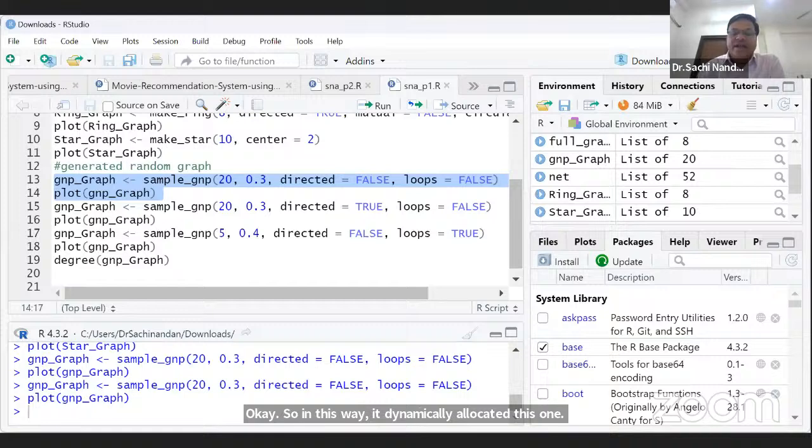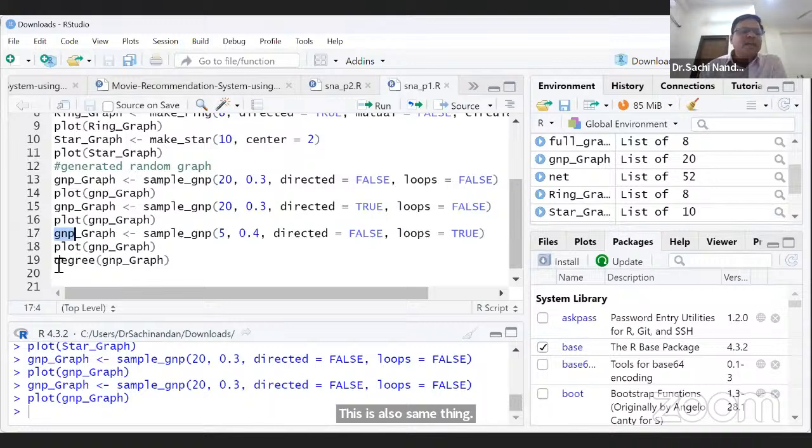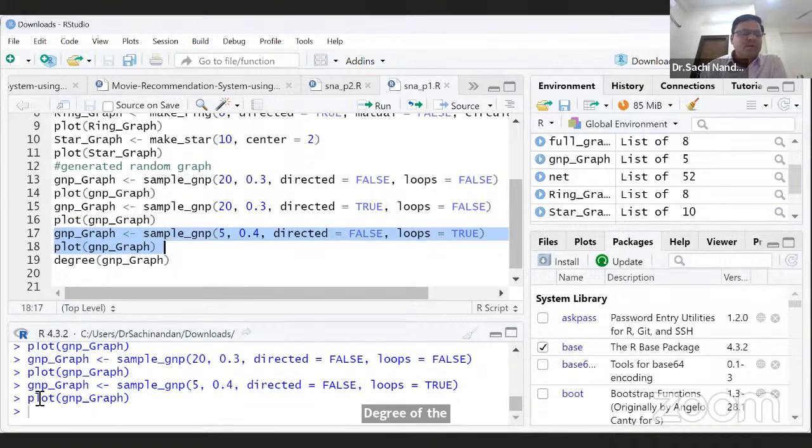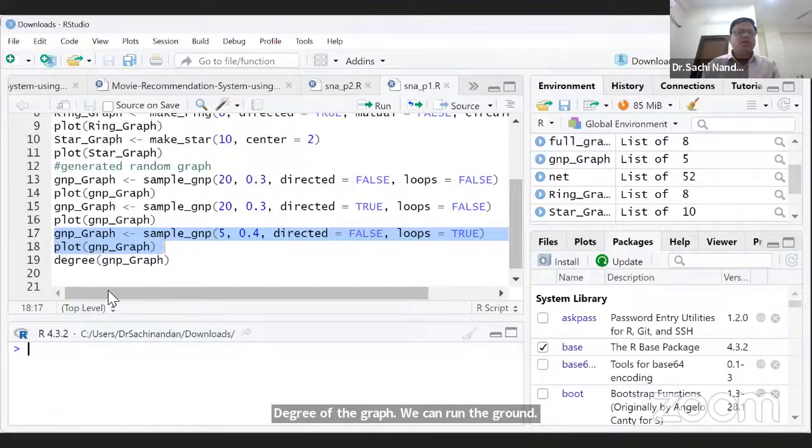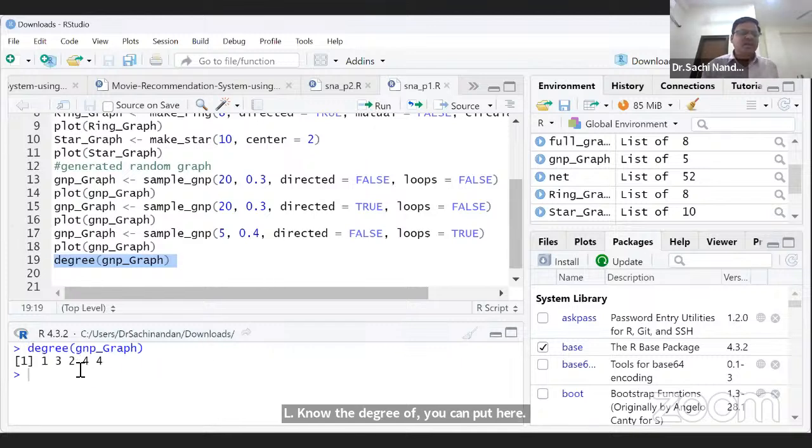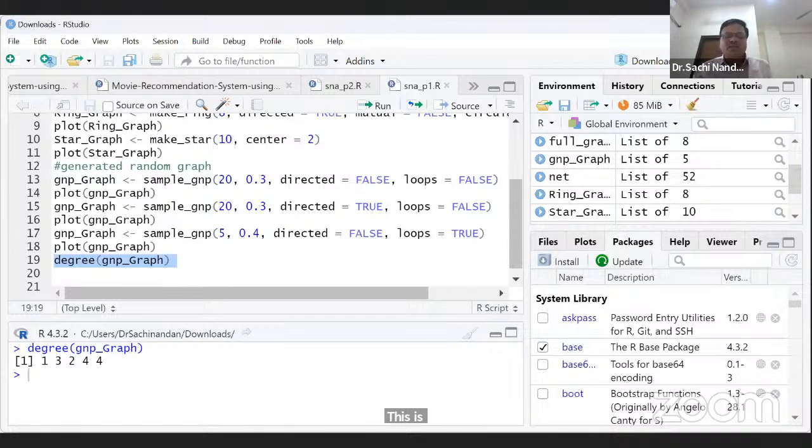Now I'm coming to the data set. This is the overall tool I told you about. Then coming to the data set, similarly this is also the same thing. So how do we know the degree of the graph? You can go for the degree of the graph. We can run the graph, then Control L. To know the degree of the graph, you put it here. Now you see 1, 3, 2, 4, 4. So 1, 3, 2, 4, 4 means this is the graph. You remember 1, 3, 2, 4, 4. Okay, 1, 3, 2, 4, 4 means this is 1.